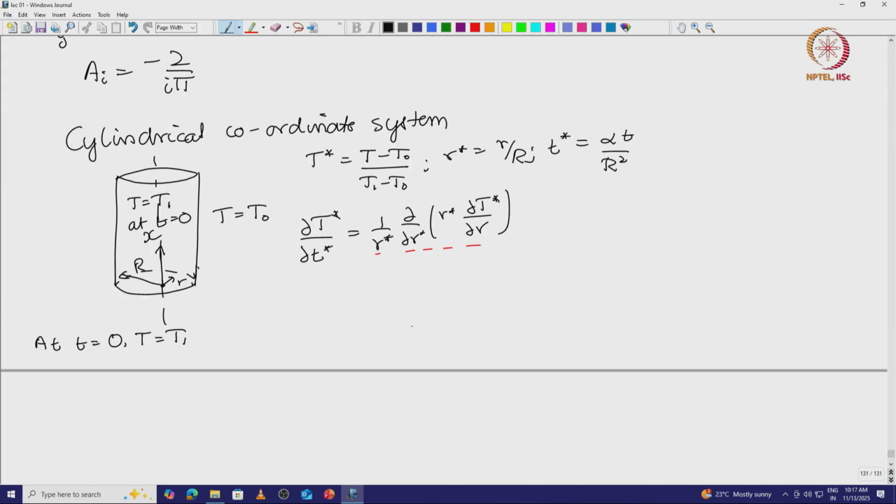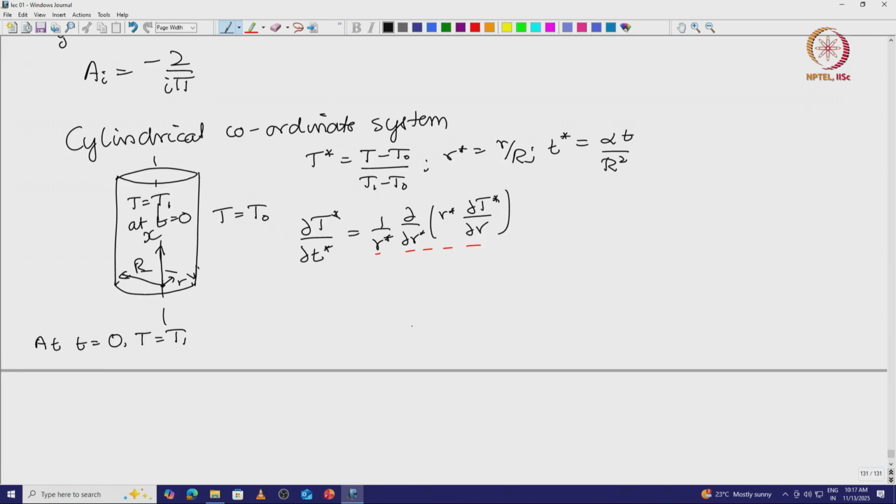What is the temperature as time t goes to infinity? As t goes to infinity, you would expect the temperature to be uniform throughout, since you are in a bath at temperature T naught, and that boundary temperature is not changing.